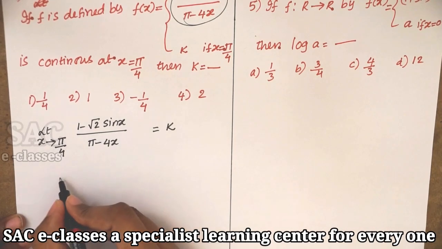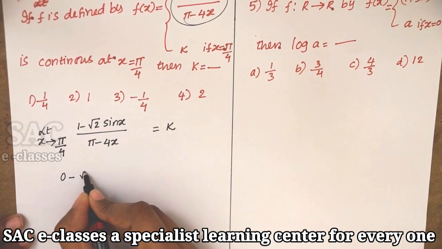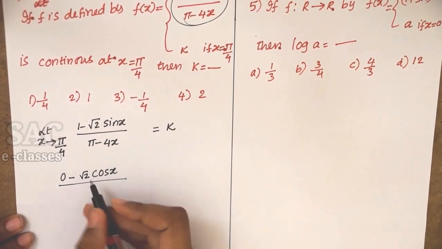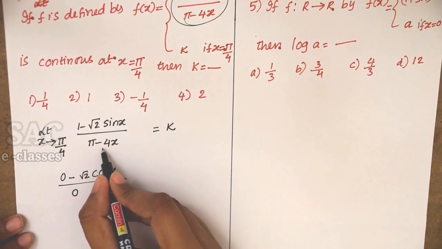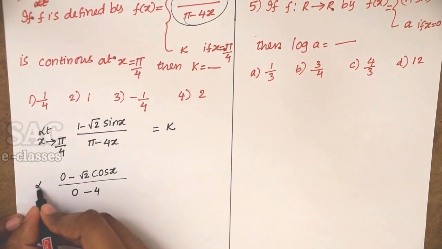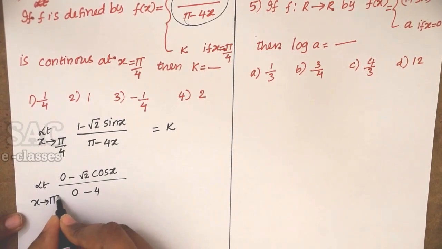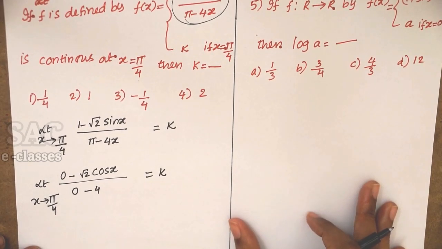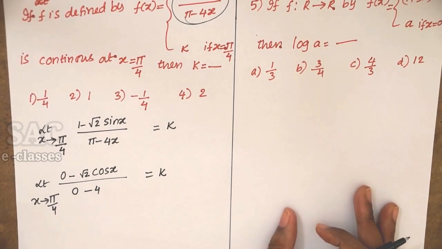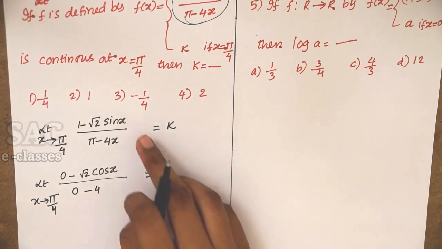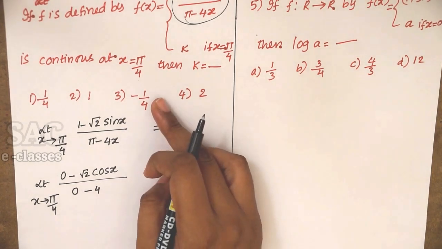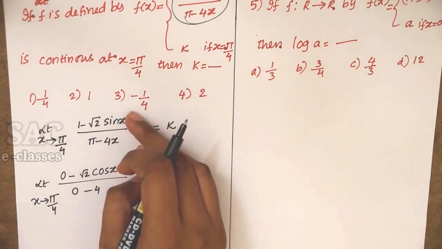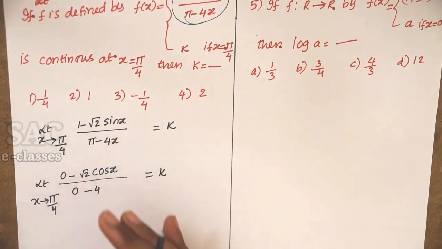Go for L'Hospital. The differentiation of 1 is 0, minus root 2 into the differentiation of sin x, which is cos x, by the differentiation of pi minus 4x, which is 0 minus 4. The limit as x tends to pi by 4 is equal to k. Whenever you get 0 by 0, an undefined form, go for L'Hospital. L'Hospital rule is nothing but finding the differentiation of the numerator and of the denominator. Don't think that it is the u by v form. Separately find the differentiation of the numerator and denominator.